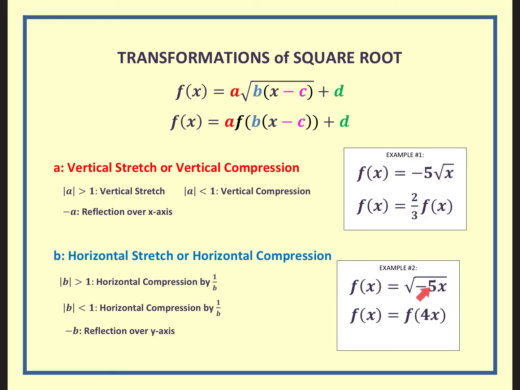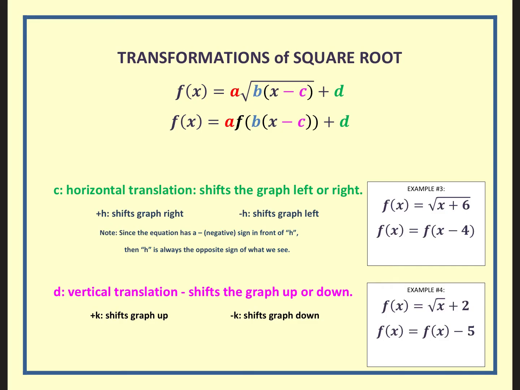So this right here is a horizontal compression of 1/5 with a reflection over the y-axis. This right here is a horizontal compression by 1/4, okay? Then we get into the horizontal translation and vertical translation. Notice that the c value is either underneath the radical or it's inside of the parentheses. And c is going to move it left and right.